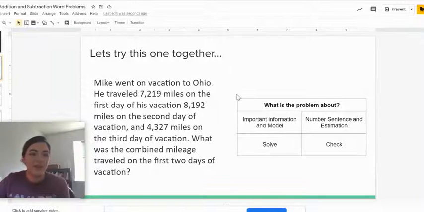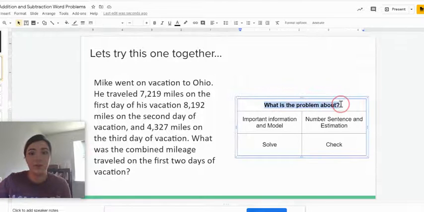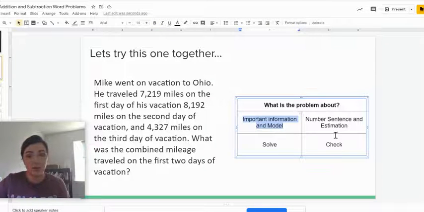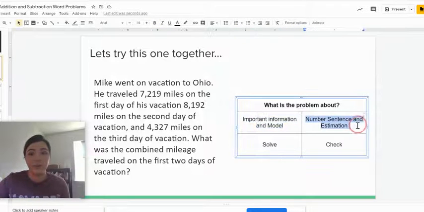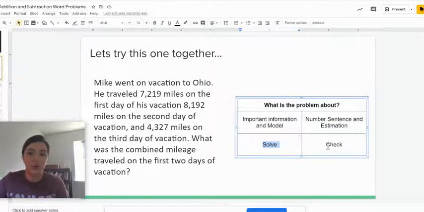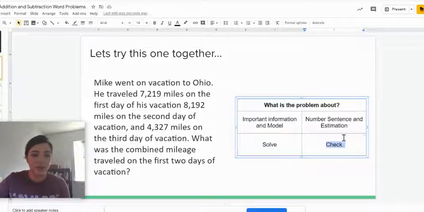Everyone. Today we're going to be modeling how I want you to do the Foursquare with us. So we're going to be talking about reading the problem several times, figuring out what our title could be. We're going to be looking for the important information and finding the model, creating a number sentence, and estimating to make sure we're on the right track whenever we're actually solving the problem, and then checking our work to make sure that our answer is reasonable.